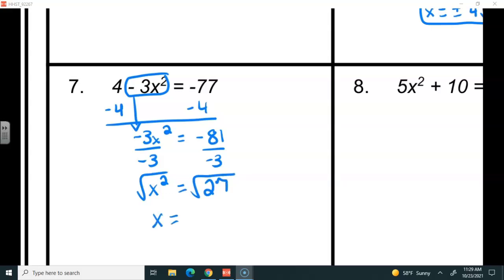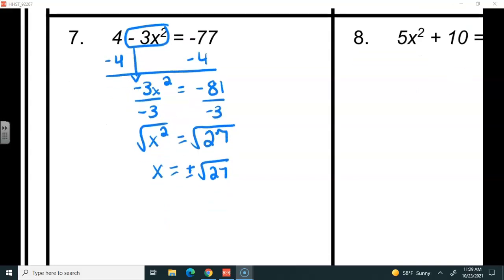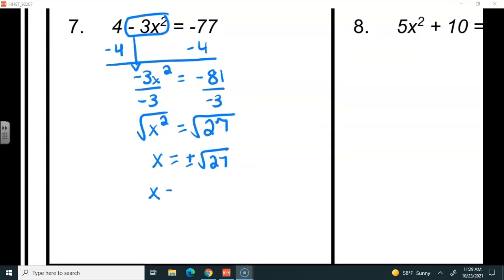So x equals plus or minus the square root of 27. So we're going to break that 27 down. Hopefully these are easier now than they were in Unit 2, but that's 9 times 3. And that's going to give me plus or minus 3 square root of 3 for my x.